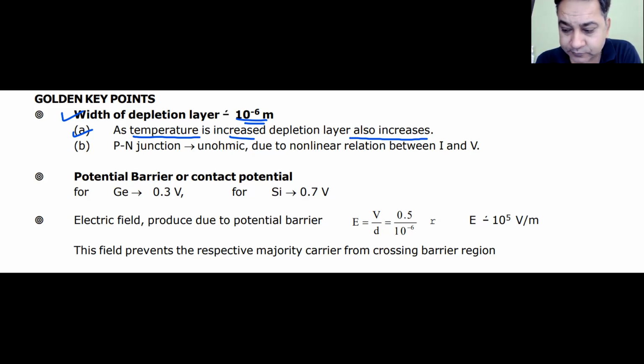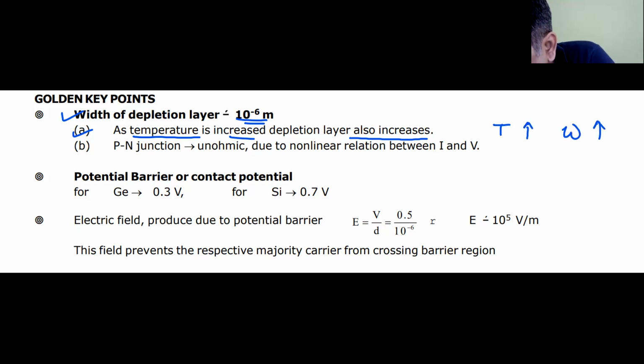Repeat, sir, please. Okay. So, as temperature increases, just remember this. As temperature increases, the depletion layer also increases. We understand this? Temperature increases, the width of the depletion layer increases. You just have to remember this.